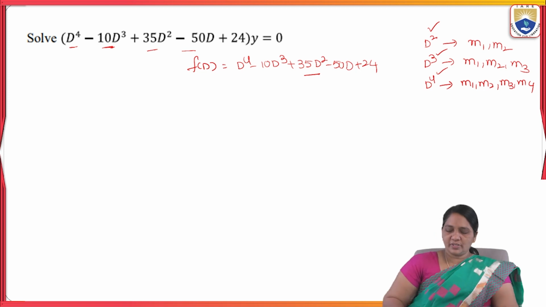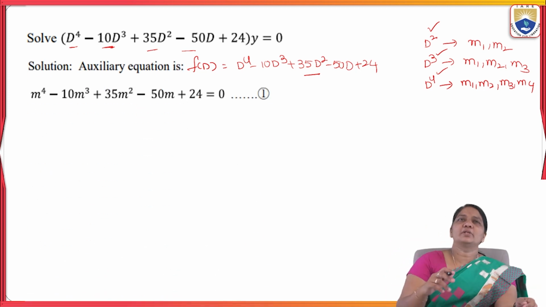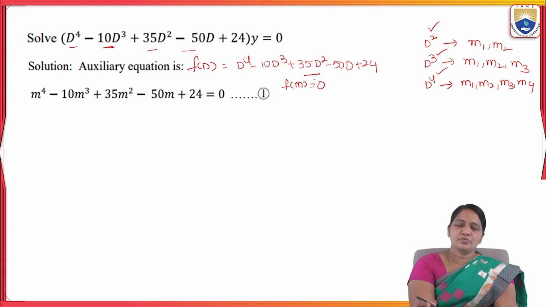The first solution is auxiliary. First we have to write the auxiliary equation. What is the auxiliary equation? In place of t, I have to replace that, that is f of m equal to 0. So what is the f of m here? m power 4 minus 10 m cube plus 35 m square minus 50 m plus 24 equal to 0.